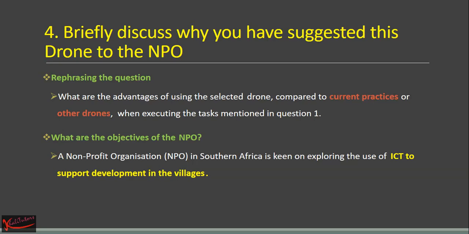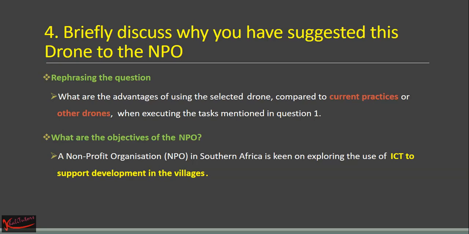What are the advantages of using the selected drone compared to current practices or other drones when executing the task mentioned in question 1? What is this task that was mentioned in question 1? Remember, in question 1, you were asked to state how the drone is used in that particular sector. For example, I have chosen the agricultural sector, and one of the applications of the drone that I have chosen is that it is used to irrigate. So reading this question with irrigation in mind, it will read as follows.